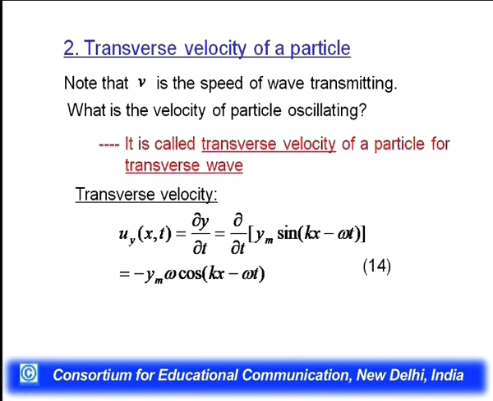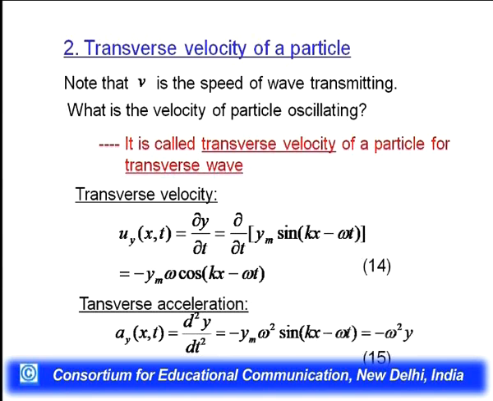Transverse velocity of the particle. How do we calculate the transverse velocity? We know that v is the speed of the wave transmitting. Then what is the velocity of the particle oscillating? That we will calculate. It is called the transverse velocity of a particle for the transverse wave.